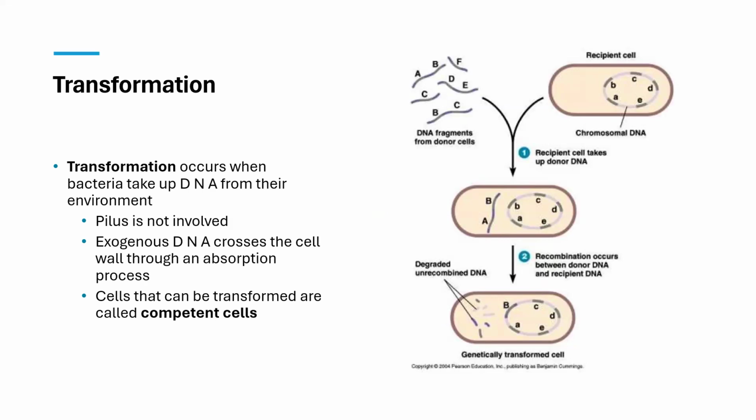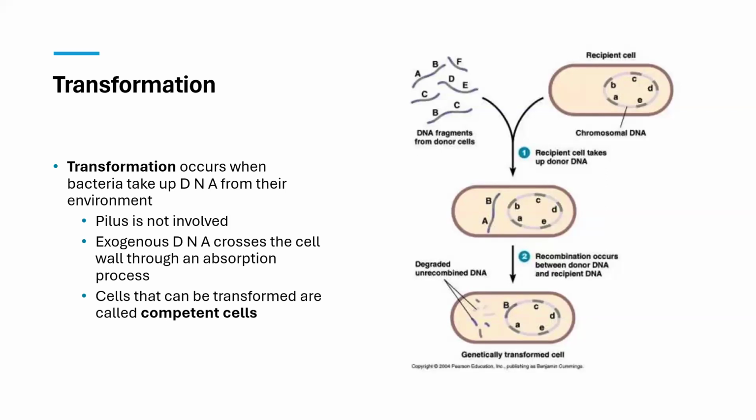Now we have transformation. Transformation occurs when bacteria take up environmental DNA. So there's no pilus involved here. The exogenous DNA is just going to pass through the cell wall through an absorption process. And this is only going to happen in what's called competent cells. Competent cells are cells that have the ability to be transformed. Incompetent cells are cells that do not have the ability to be transformed.